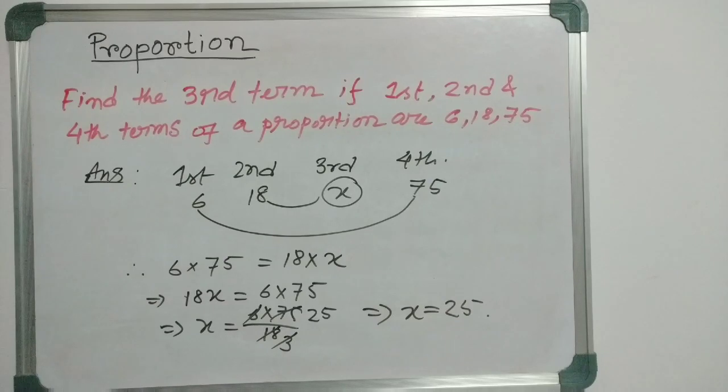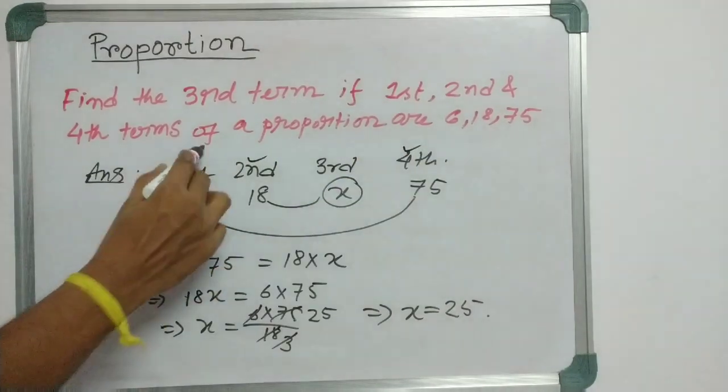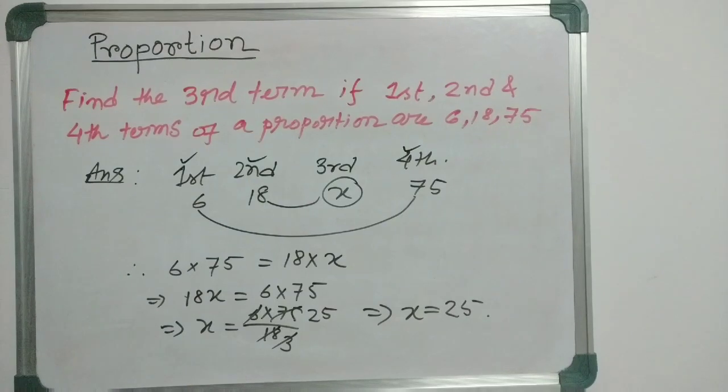So here in this question the third term was missing. You may face a question where maybe the second term is missing, maybe the fourth term is missing, maybe the first term is missing. Whichever is missing, you can assume that as x and you can find the value of that by this process easily.